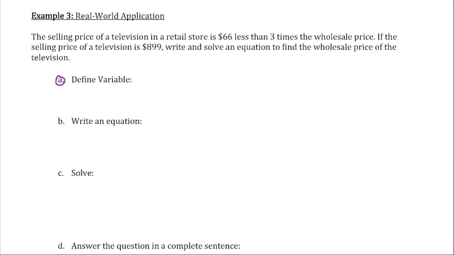It says, if the selling price of a television is $899, write and solve an equation to find the wholesale price of the television. So when we say define our variable, it literally means tell me what letter you're going to choose. So I'm just going to use a W to represent wholesale price. And when we say define it, it literally just means in words, tell me what you're letting W represent. We're letting W represent the wholesale price of the TV.